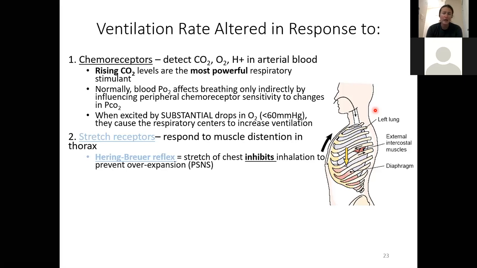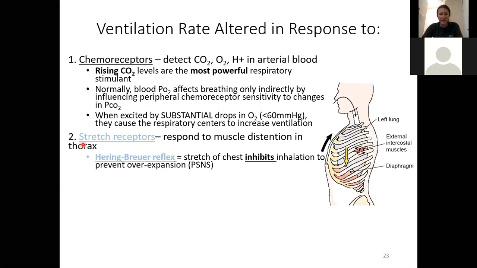Okay. Next, we have stretch receptors. Right. So there are stretch receptors within the walls of your thorax. Okay. And so essentially, whenever you increase the volume of your thoracic cavity, those muscles stretch out, of course, and that's going to tell your brainstem that you have just taken in a huge breath and now you should suppress that breathing, right? Huge breath means that you have breathed enough, and so this essentially triggers your parasympathetic nervous system to inhibit any future inhalation.